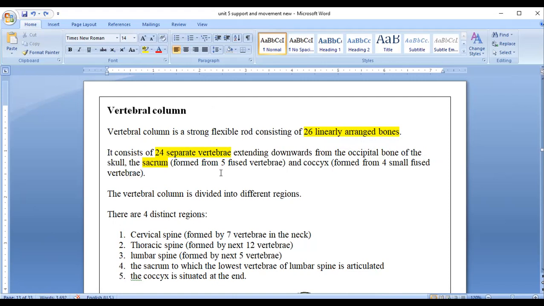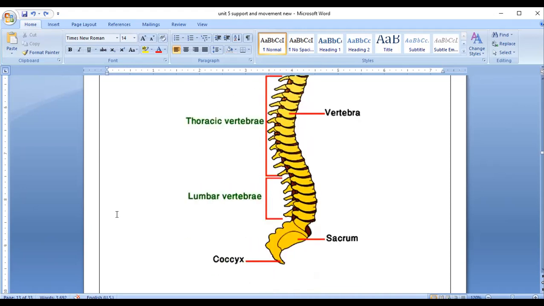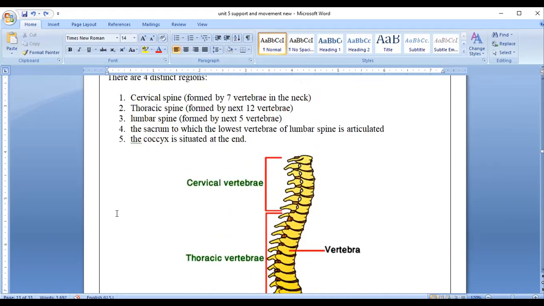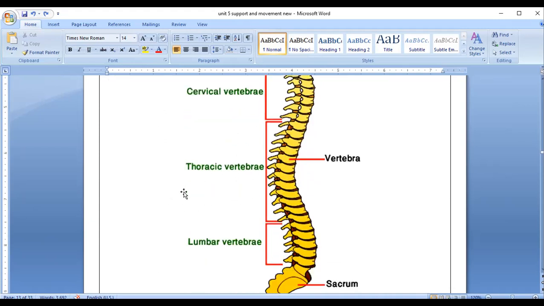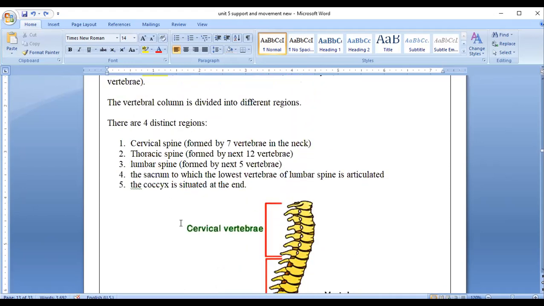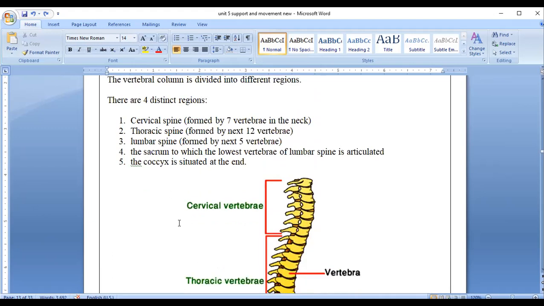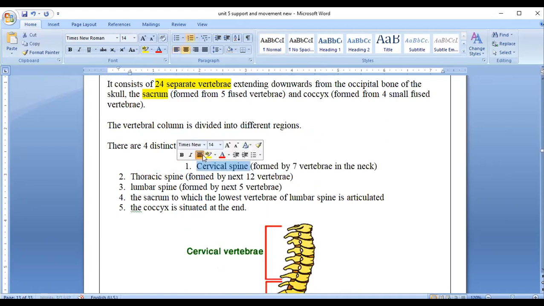Yes, sir. Right. In the vertebral column, you can see there are 4 regions it is divided into. What are they? Cervical region. Second, thoracic region. Next, lumbar region. Last, sacral region. How many regions? 4 regions.